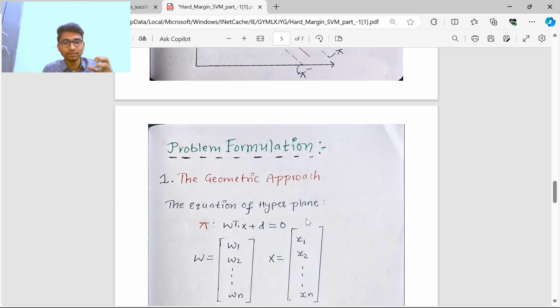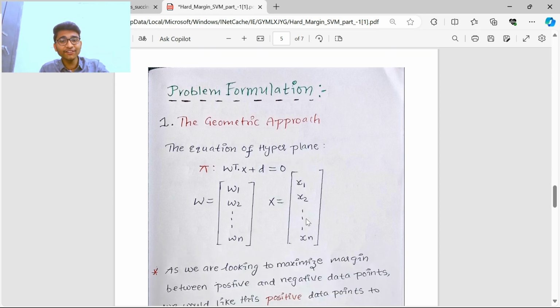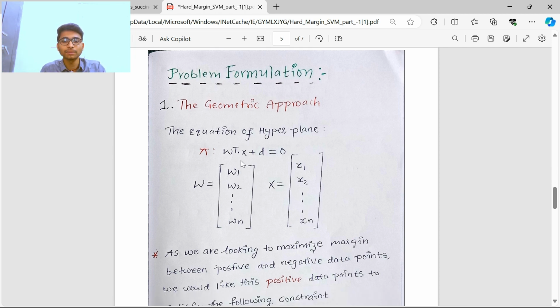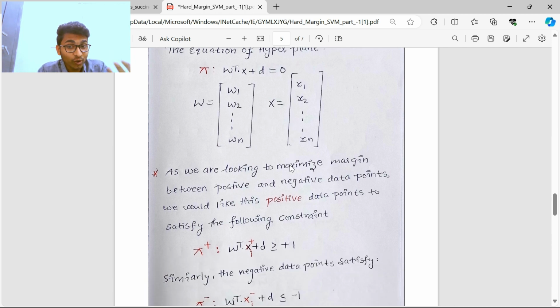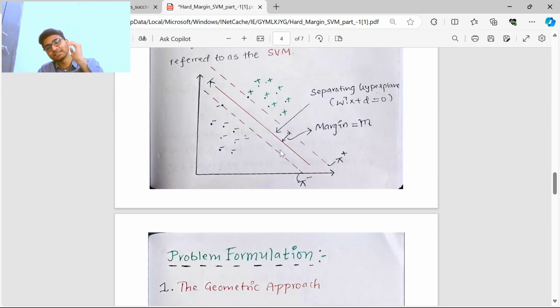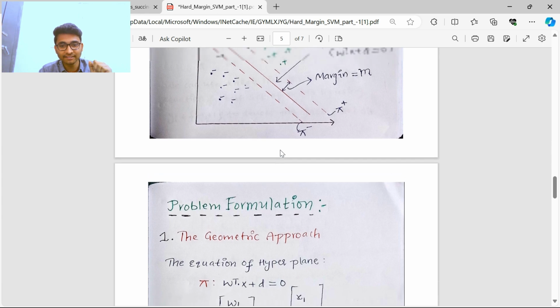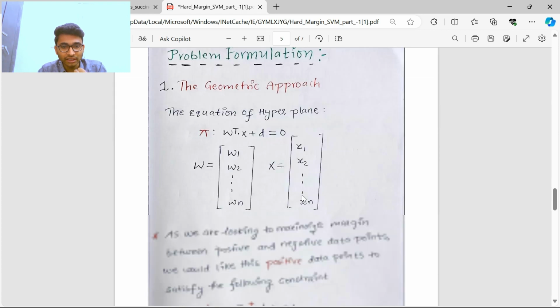Let's formulate, guys. It's one approach, the geometric approach we are using. The equation of a plane pi, we saw it before: W transpose dot x plus d equal to 0, and you can see W and x are this. As we are looking to maximize the margin, maximizing margin is nothing but maximizing the perpendicular distance. You can see clearly the margin between positive and negative data points. We would like the positive data points to satisfy the following constraint, pi plus.